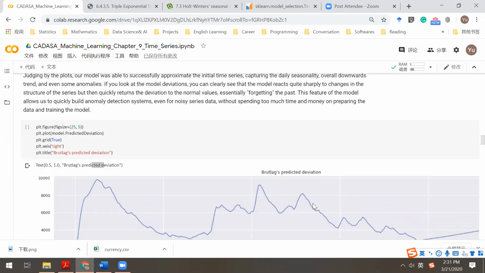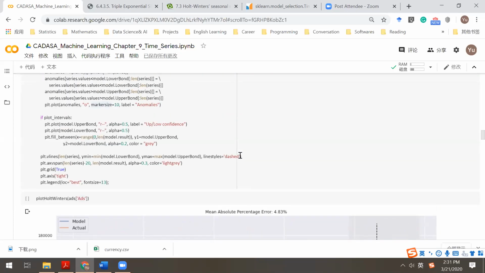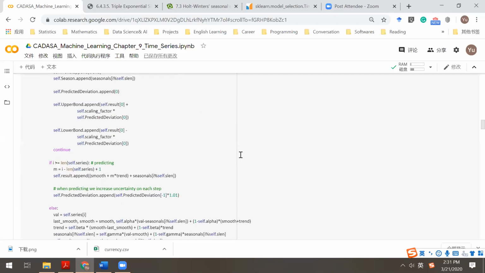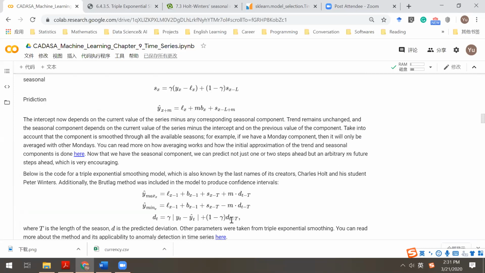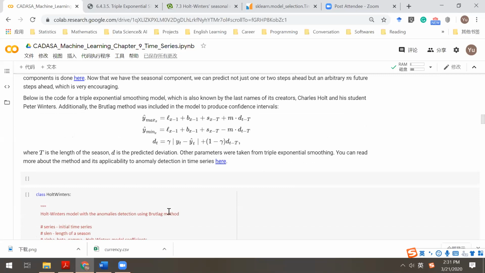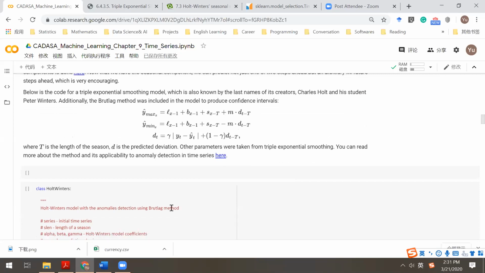So I think this model is good for anomaly detection, because it just forgets the past data. I think this is because the definition of predicted deviation here is similar to the exponential smoothing function. The predicted deviation is more affected by the data closer to it, so it easily forgets the deviation that happened longer ago.